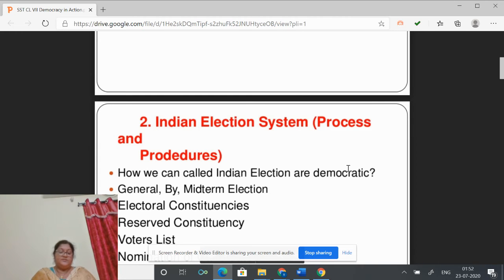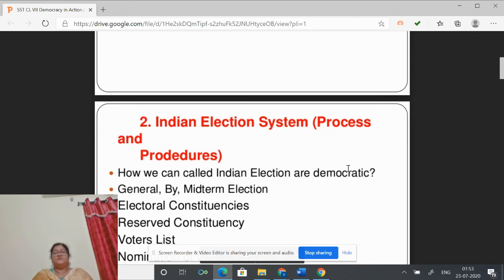Then we have the simple majority system. How many votes should a candidate get to win? There are different criteria for this. They can be absolute majority, that means securing more than half of the total votes, or simple majority, that means securing the highest number of votes. So simple majority implies that the winning candidate may or may not have secured more than half of the total votes.